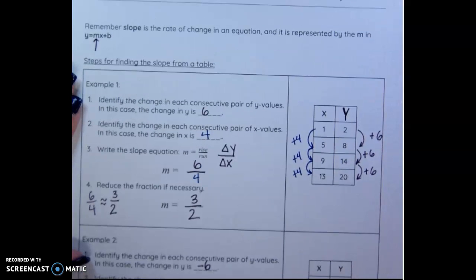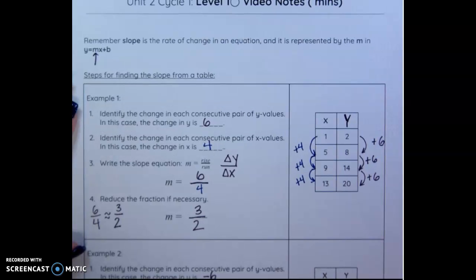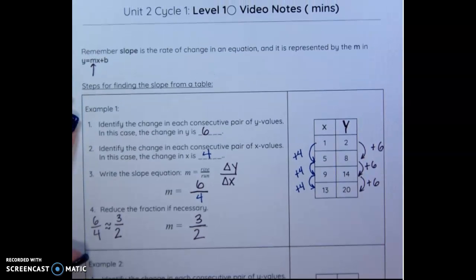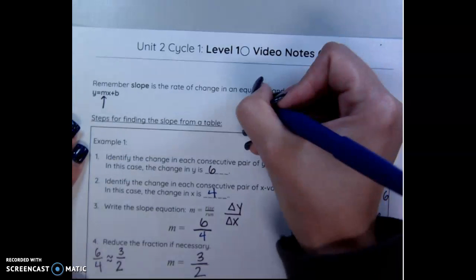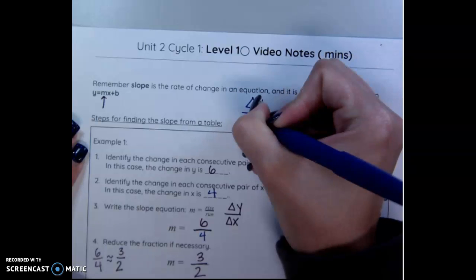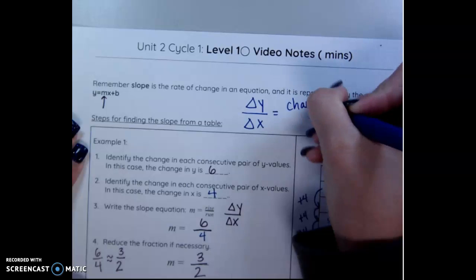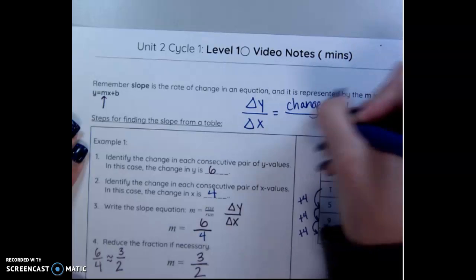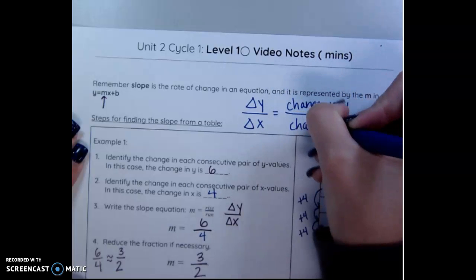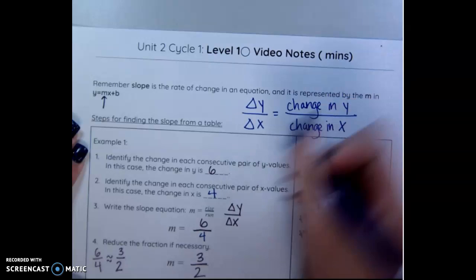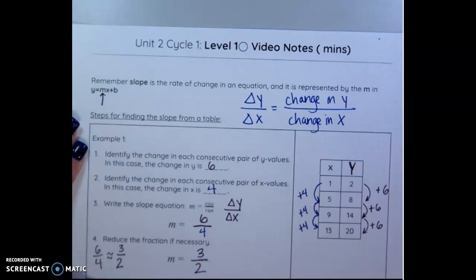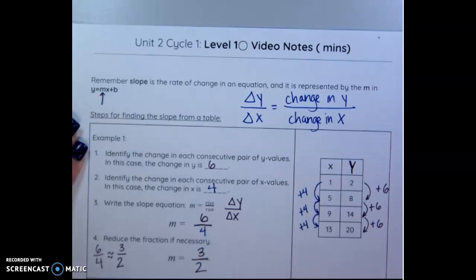Okay, that's how you find slope from a table. You find the change in y, you put it over the change in x every time. I'm going to write that up here. Change in y over change in x. Okay, still would go right here if it was the same equation.